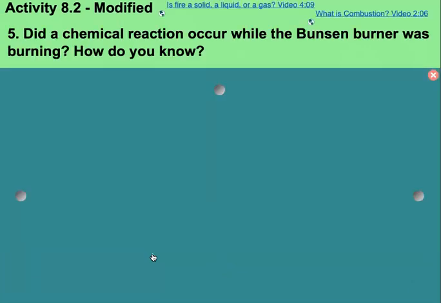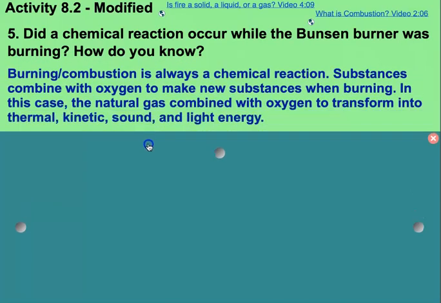Did a chemical reaction occur while the Bunsen burner was burning? And how do we know? Well, if the Bunsen burner is burning, then there was definitely a chemical reaction, because burning or combustion is always a chemical reaction. Substances combine with oxygen to make new substances when burning. In this case, the natural gas combined with oxygen to transform into thermal, kinetic, sound, and light energy.